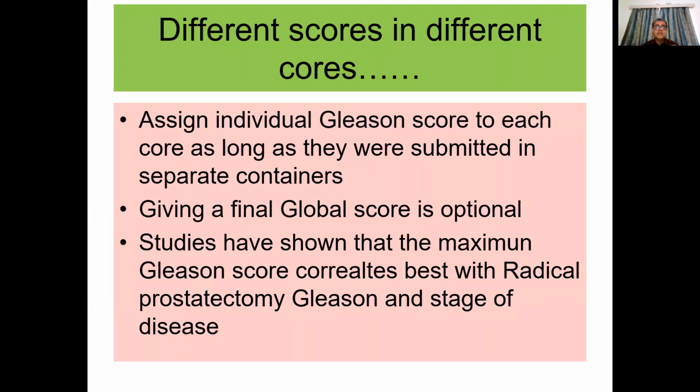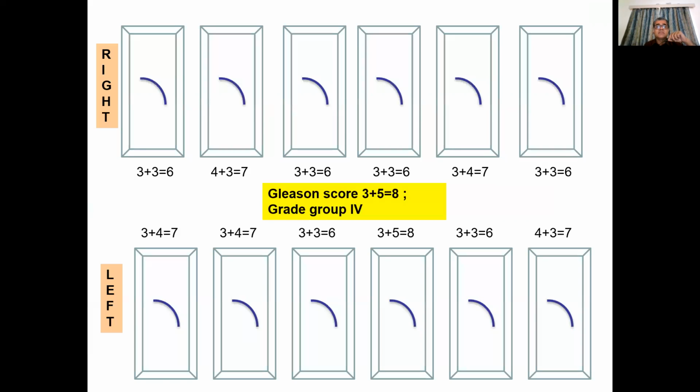What do you do when you get different cores? You have cores which are separately sent in different containers. The idea is that most urologists would take the core with the highest Gleason score for taking decisions on management. This is just an example. These are core biopsies on pathology slides, and this is a patient who has had a 12 core biopsy. There are different Gleason scores on different cores of this slide. But if you look at this score, this has the maximum Gleason score of 3 plus 5 = 8, and the patient would be managed based on this score rather than the average score of all the cores.